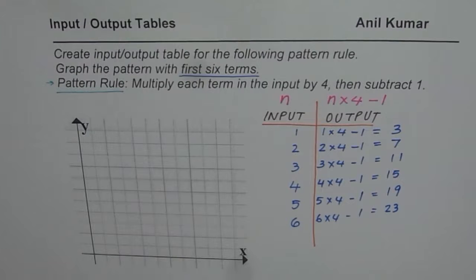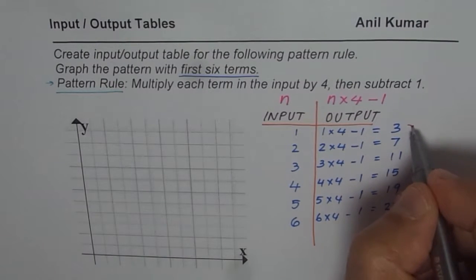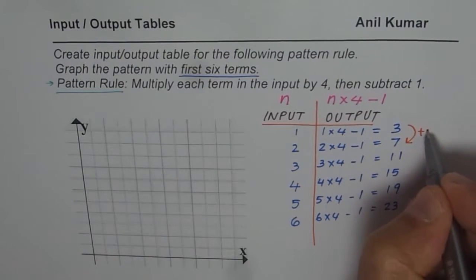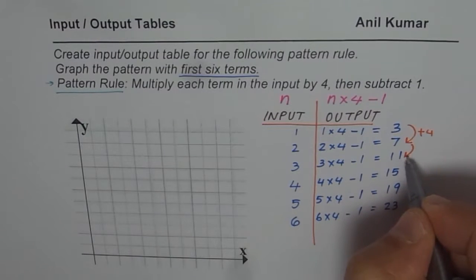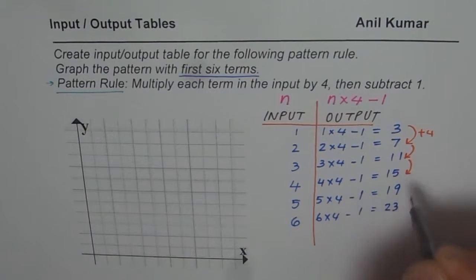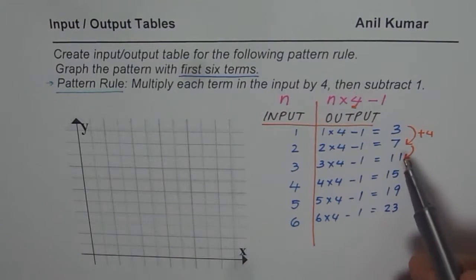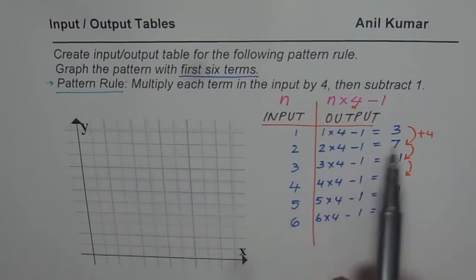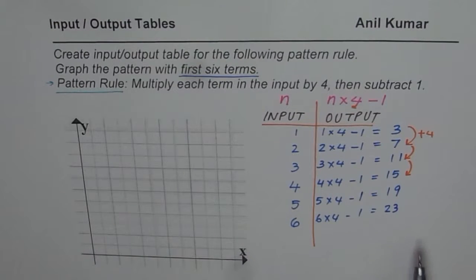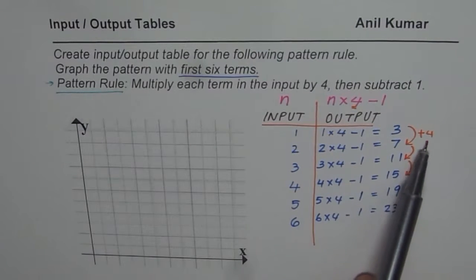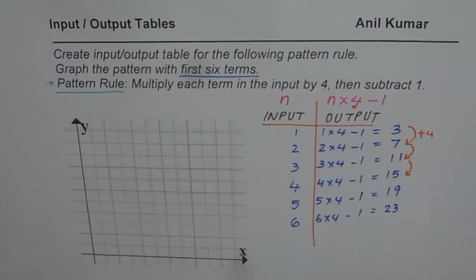What you'll observe here is that every time you are going up by 4, do you see that? Every time you go up by 4, that is the pattern. This 4 is because when you multiply by 4, every time you go up by 4, that is the link between the two. At times we can give you the numbers and you need to write the pattern rule. So that is the connection. I hope you understand that.